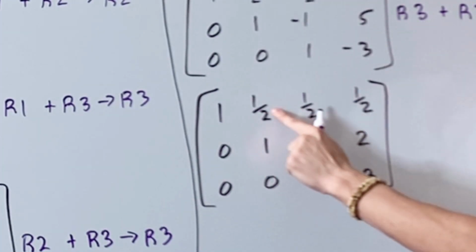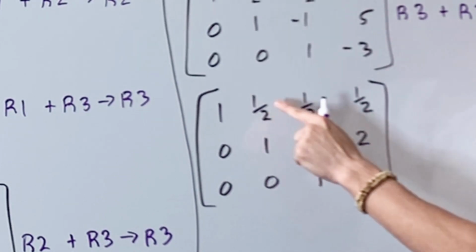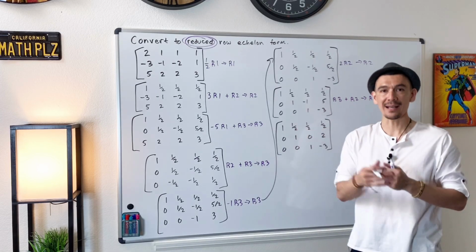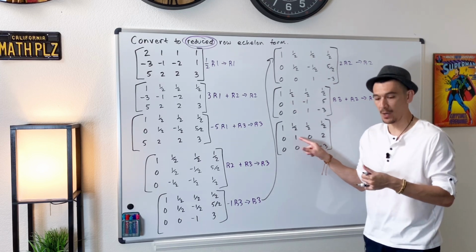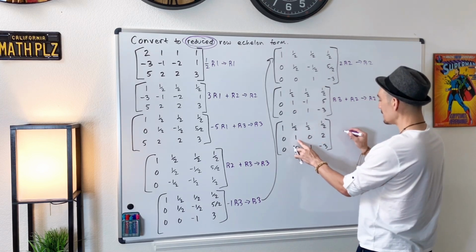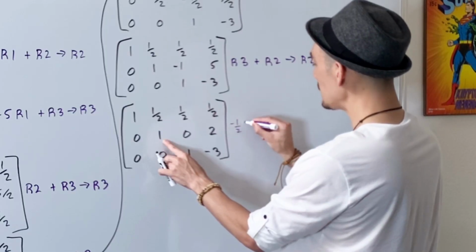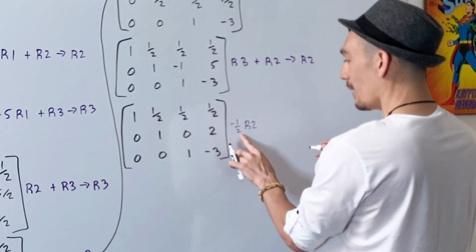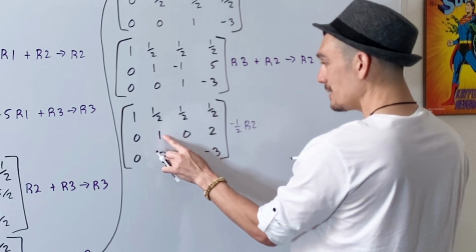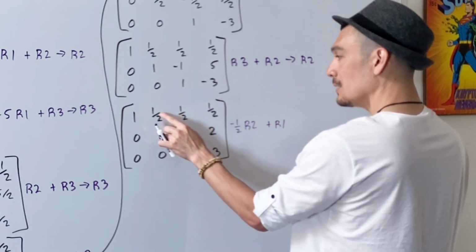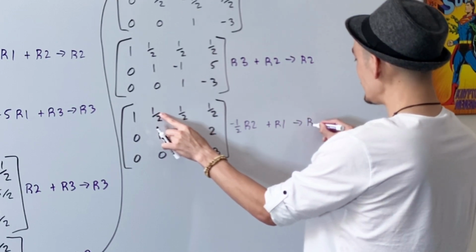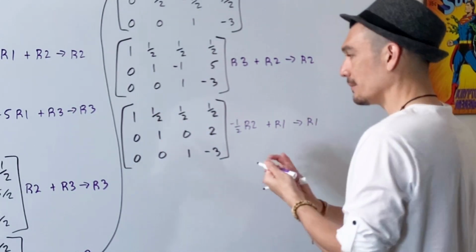So let's make this one a 0 first. How? Well, it says 1/2. What can knock out a 1/2? A -1/2. And since this says 1, I'll take row 2 and multiply it by -1/2, because that'll turn this into a -1/2, which I can then add to row 1 to knock this out. And that's to get the new row 1. So let's try that.